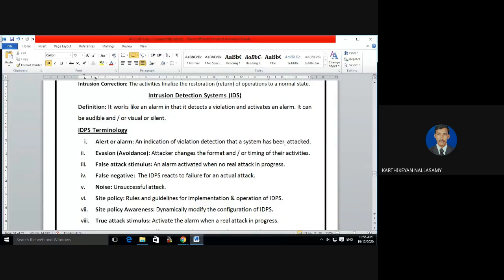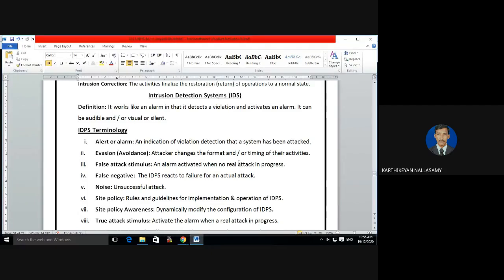It means that we are going to make some indication that an attack is possible, and we try to overcome that problem. With the help of that alert or alarm, we provide this indication. So this is one of the important terminologies in the IDS system.